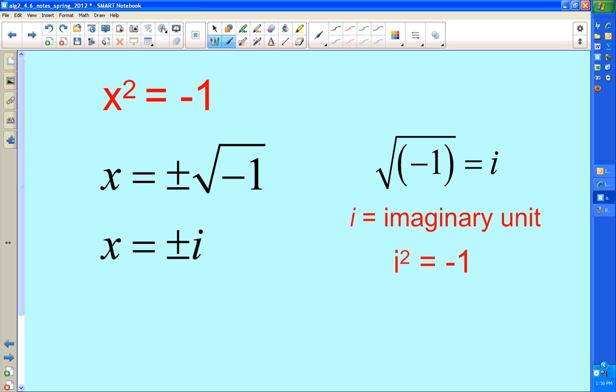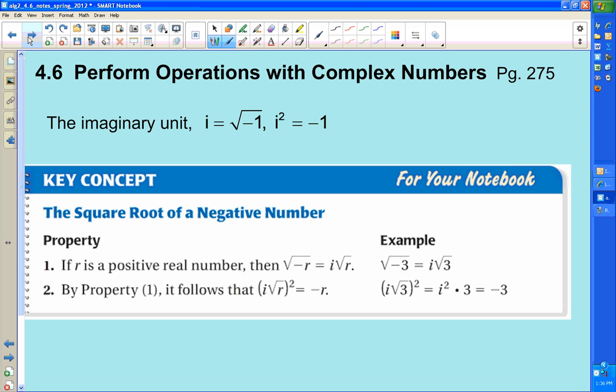And it's going to be important that you have a really good grasp of how i functions and how i simplifies. That's going to be important to us. So these are the book notes on this. i is the square root of negative 1. i squared equals negative 1.